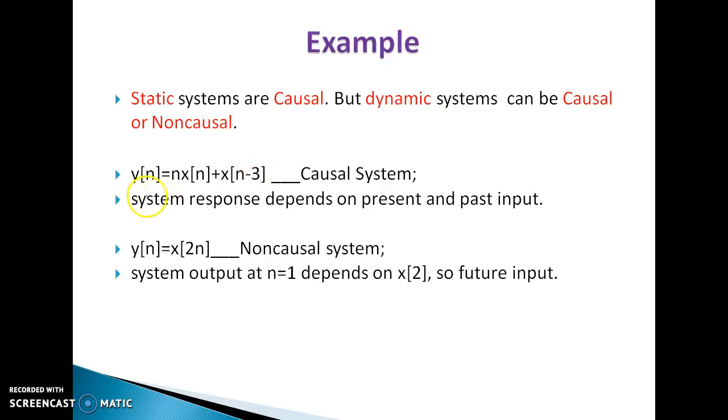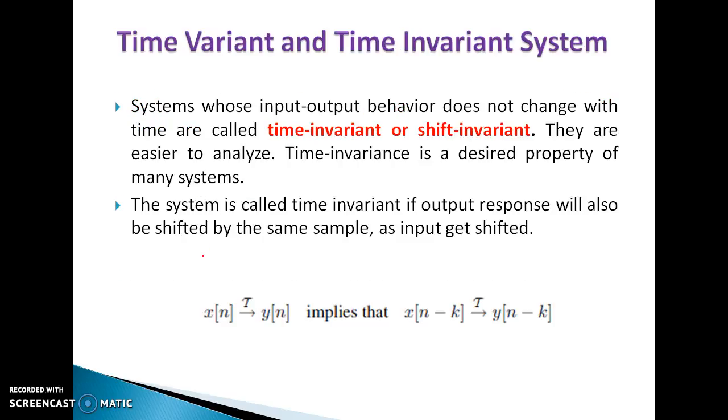So here some examples are given. This particular system depends upon the present input and the past, so it's causal. There is no term or input which describes the future input. Here, y of n is equal to x of 2n. It's a non-causal system because y of 1 depends upon x of 2, which is a future input, so it's a non-causal system.